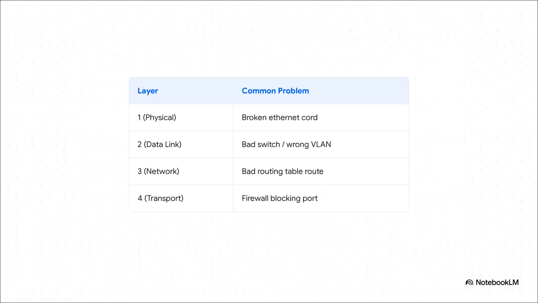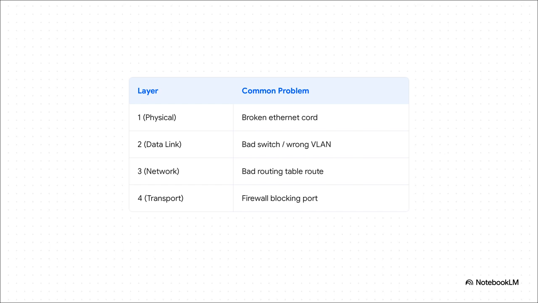You can actually map common problems directly to the layers. For example, is absolutely nothing working? Start at the bottom. Check layer 1. Is the cable even plugged in? Is it broken? What if 2 computers in the same office can't see each other?